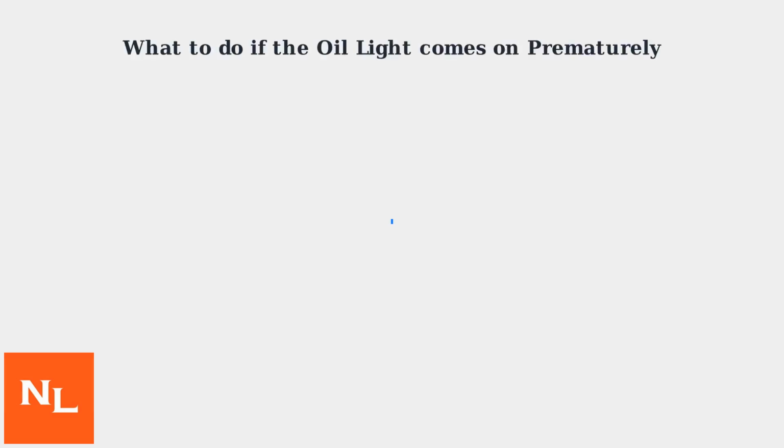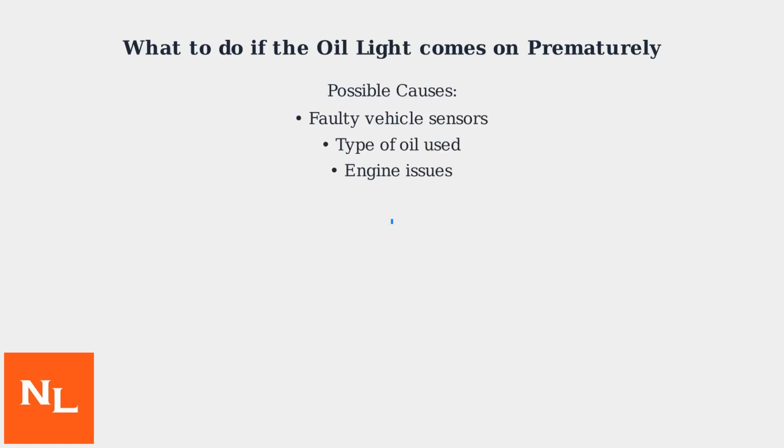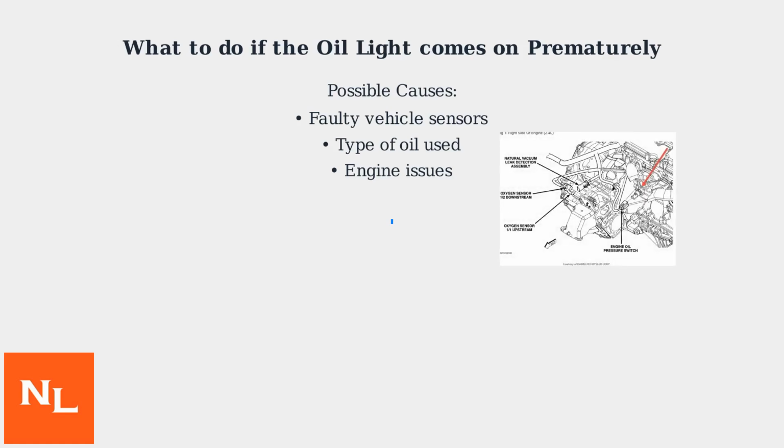If the oil change light comes on prematurely after resetting, it could indicate several issues. Possible causes include faulty vehicle sensors, the type of oil being used, or underlying engine problems. The oil life monitor relies on sensors like the oil pressure switch to detect oil levels and pressure. If these sensors are faulty, often due to recalls or aftermarket modifications, the light may come on incorrectly.